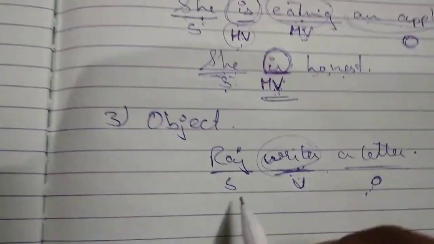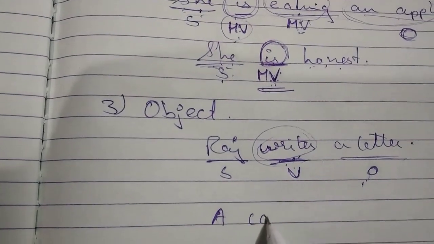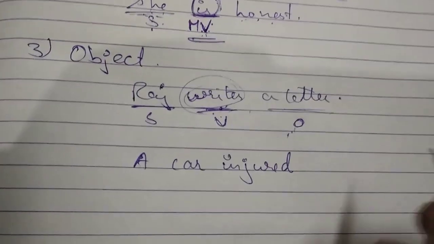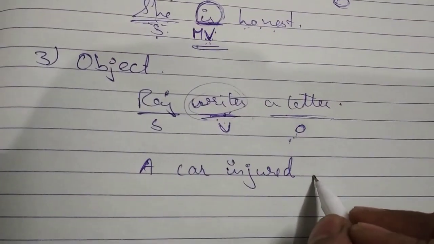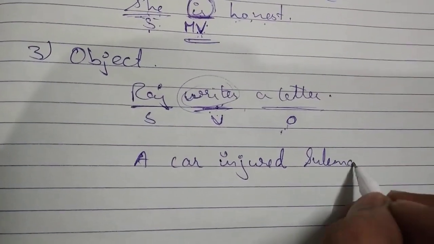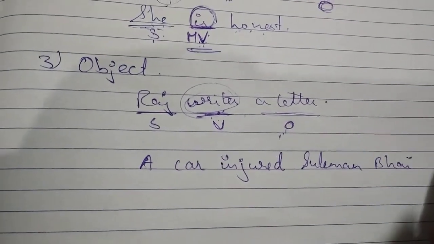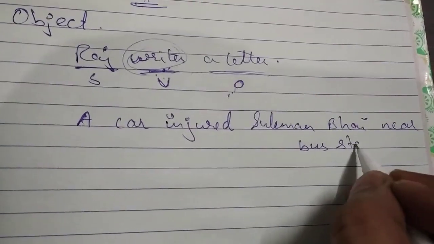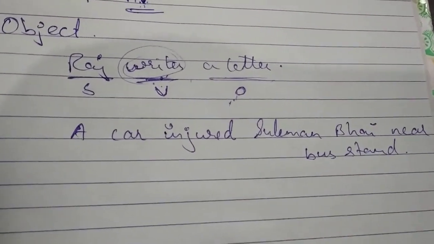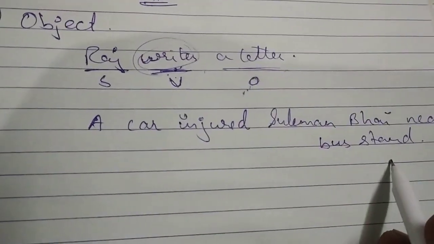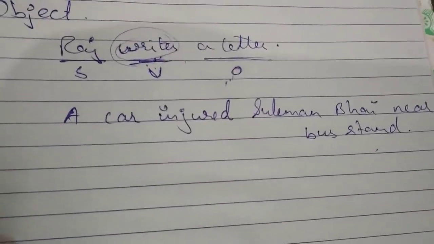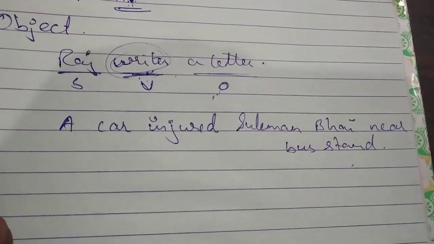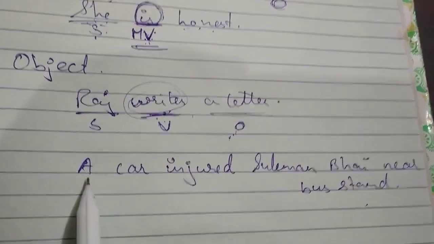Example: a car injured Suleiman Bhai near bus stand. Now in this, what is the subject? Okay, what is the subject in this sentence? Of whom we are talking? We are talking about car.